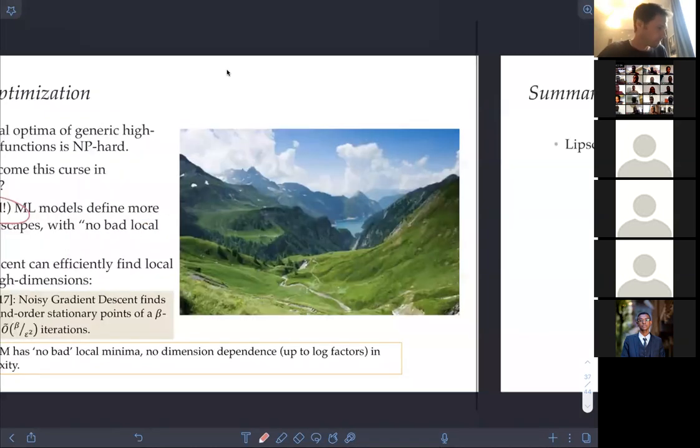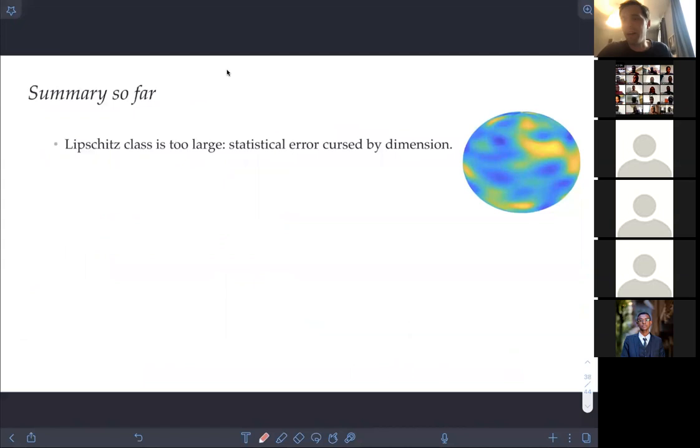So the summary so far, and it's almost the end of the lecture, is that if we look at the Lipschitz class of functions, this class is too large. We are cursed: the statistical error is cursed by dimension. You can visualize this by imagining a heat map on a sphere of dimension D. To identify a heat map, there's no other way than evaluating it at all the points. Unless I grid the space, I cannot learn this function.